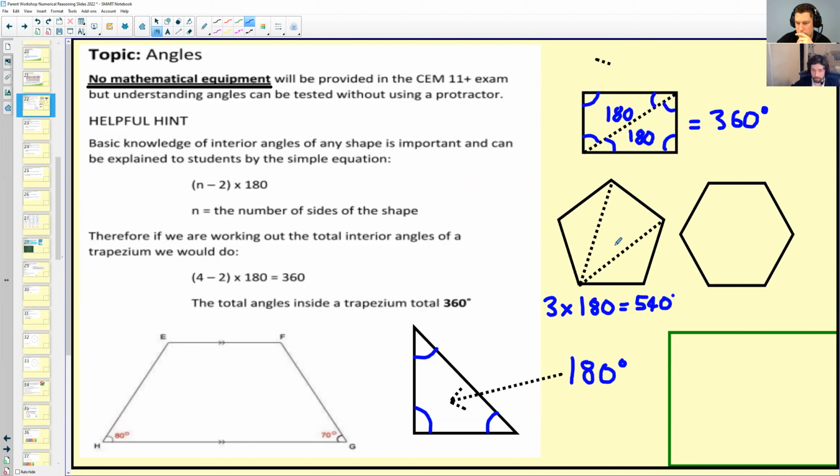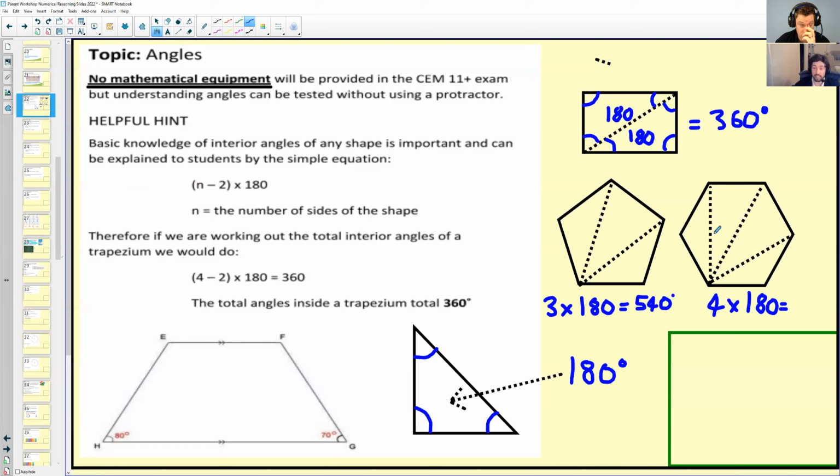Is incredibly useful. Similarly, I'm sure many of you can guess, how many triangles will I split now into my 6-sided shape? So I'll start in the same corner. Well, that gives me 1, 2, 3, 4 triangles. So if I now do 4 times 180, I'm going to get the total number of degrees in a shape.